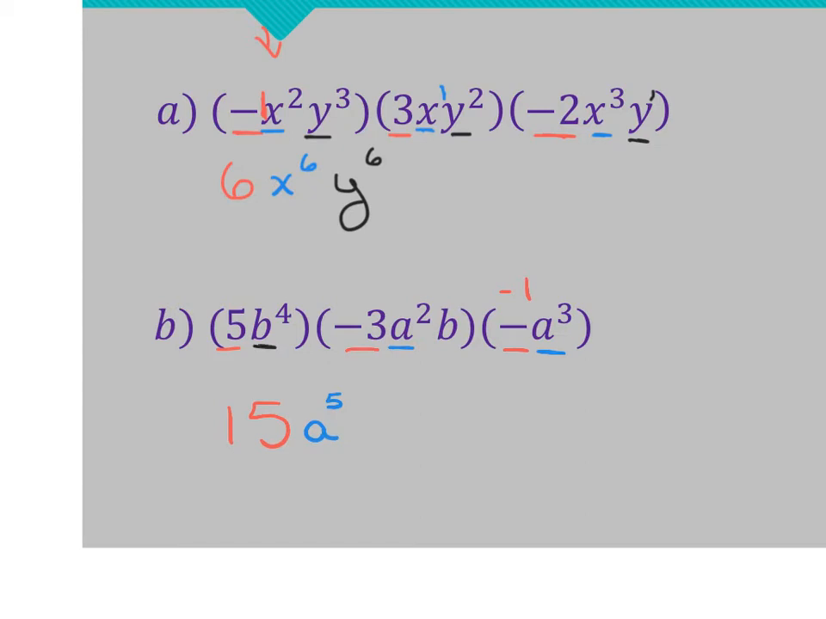Then I can go back, get my b's, 4 plus 1, and this is b to the 5th. Now this is just coincidental that both answers here, the variables had the same exponent. It may not always happen like that. Pretty good on example 2. Let's move on to example 3.